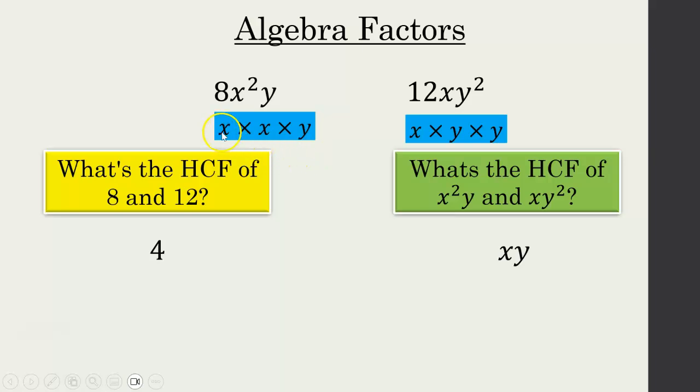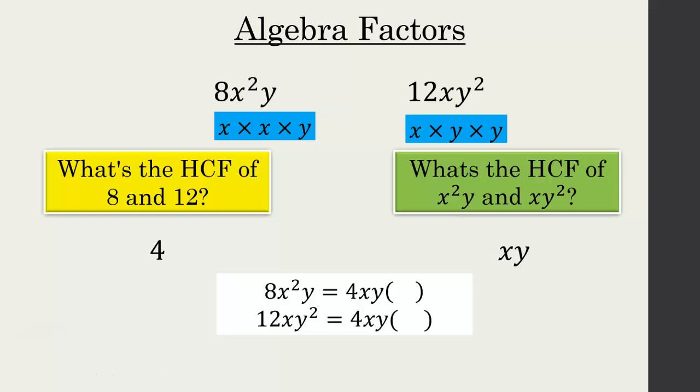So if I chose, let's say, x squared here, so x and x, I could divide this by x squared. I couldn't divide this by x squared, because there's only one x over here. I could divide this by y squared, but I couldn't divide this by y squared, because there's only one y over here. So the greatest thing I could divide both these by is xy. So again, we combine them. So the highest common factor would be 4xy. So that's the highest common factor of both of these.